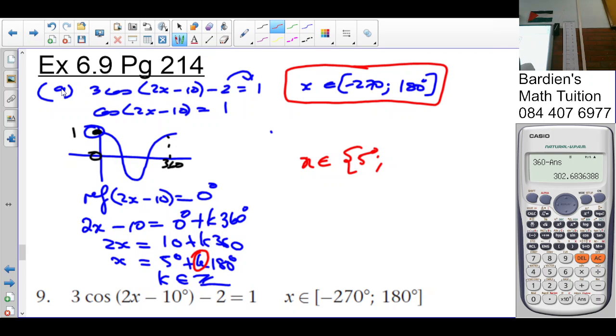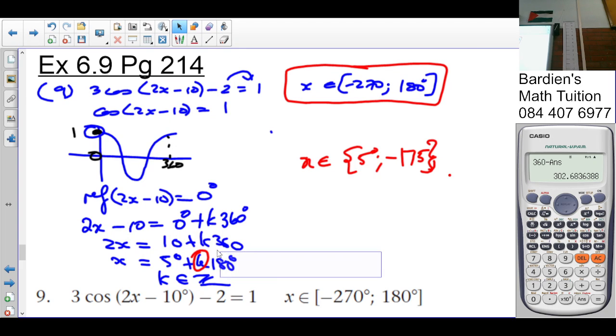So you put 0 in, so I get 5 degrees. If I put 1 in, I'm going to get 185, which is outside. Now I put minus 1 in, which gives you negative 175. Not so? Put minus 2 in, what do we get? Negative 355, which is again outside. Not so? So there we go. Those are the two solutions. Okay? You all agree with that? Is it right? Yes? Okay.